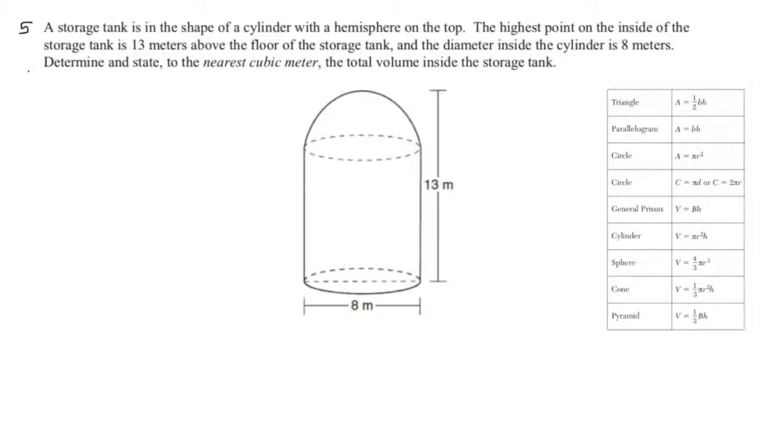Number 5. A storage tank is in the shape of a cylinder with a hemisphere on the top. The highest point on the inside of the storage tank is 13 meters above the floor of the storage tank, and the diameter inside the cylinder is 8 meters. Determine and state to the nearest cubic meter the total volume inside the storage tank.